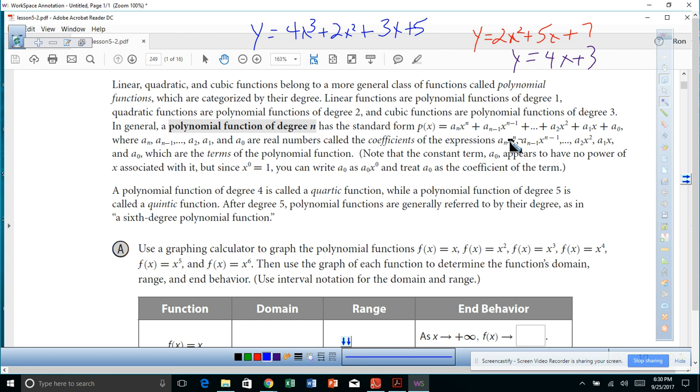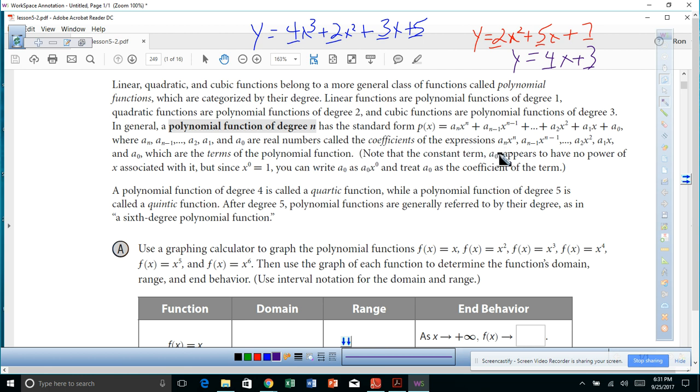A sub n times x to the nth, and a sub n minus 1 times x to the n minus 1, and so on till you get to a sub 2 x squared and a sub 1 x and a sub 0, which are the terms of the polynomial functions. So let's go up here. The coefficients are 4, 2, 3, and 5. And then on the x squared, it would be the 2, the 5, and the 7. And on the linear function, it would be the 4 and the 3. Those are the coefficients. All right.